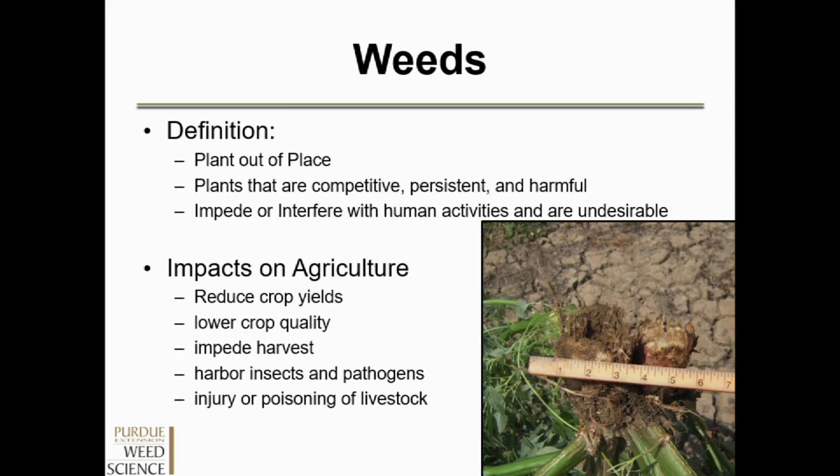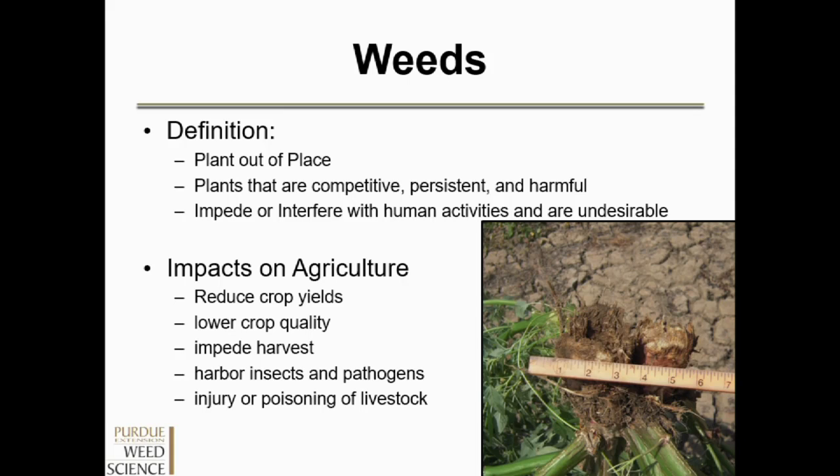Some other definitions are plants that are competitive, persistent, or harmful. We think of a plant like poison ivy that can be harmful, so we identify that as a weed. One weed that we deal with in row crops, giant ragweed, is very competitive with corn and soybean. So that's another one of these plants, very competitive, so we would identify that as a weed. Also those that impede or interfere with human activities or are undesirable. Something like kudzu that can overtake a forest, that can interfere with some of our planned activities in a forest setting, interferes with an activity, that would be a weed.